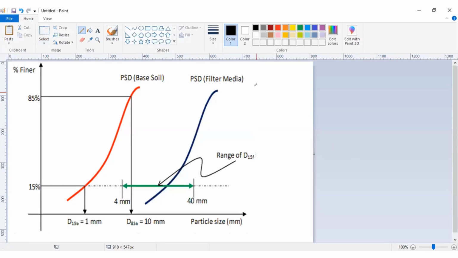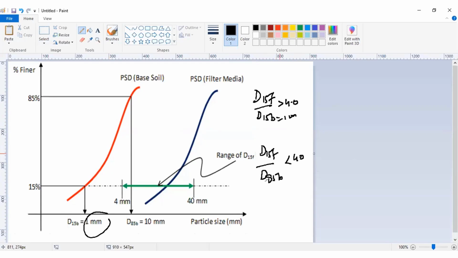If I just follow the criteria D15F upon D15B more than 4 and D15F upon D85B less than 4, because I got the value of D15B as 1 mm and the value of D85B as 10 mm, you can see from the first equation, I'm going to get the value of D15F more than 4 mm.